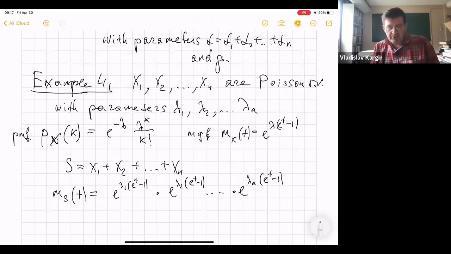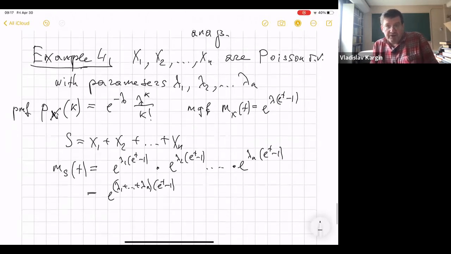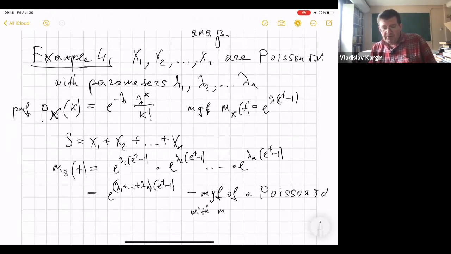Okay, so now you see that this is equal to e to the power of (lambda 1 plus so on plus lambda n)(e^t minus 1). And this is an MGF, so it's the MGF of a Poisson random variable with mean lambda equal to lambda 1 plus so on plus lambda n.